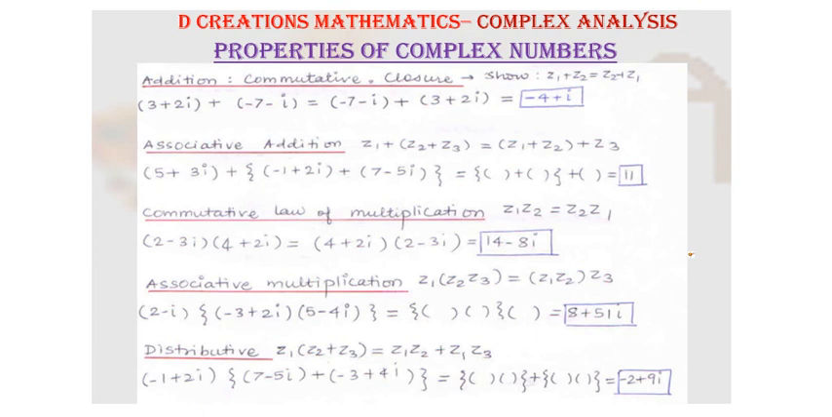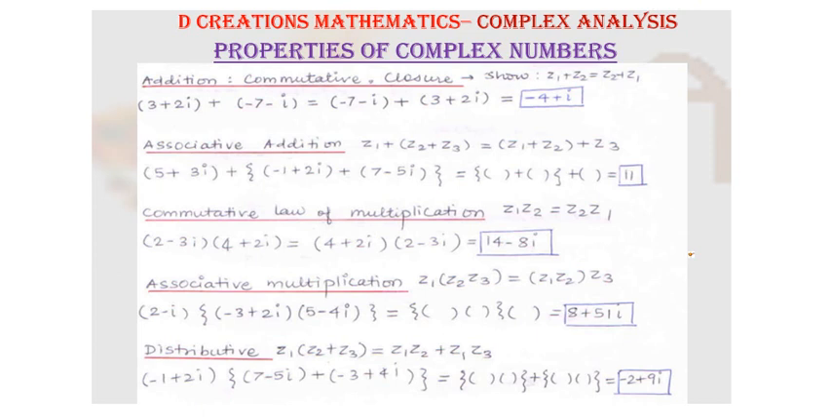So, if you add two complex numbers, say a plus ib and c plus id, irrespective of the order, it gives you the same answer. For example, 3 plus 2i and minus 7 minus i are the two complex numbers. If you add them, you are going to get minus 4 plus i, irrespective of whether you add minus 7 minus i to 3 plus 2i or the other way, that is add 3 plus 2i to minus 7 minus i. Answer is going to be same, minus 4 plus i.